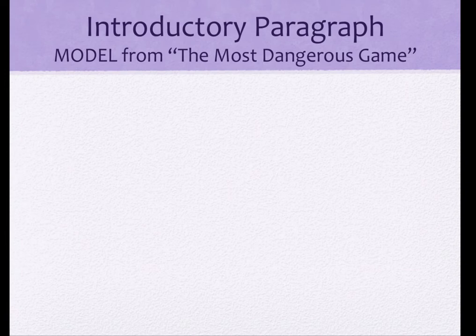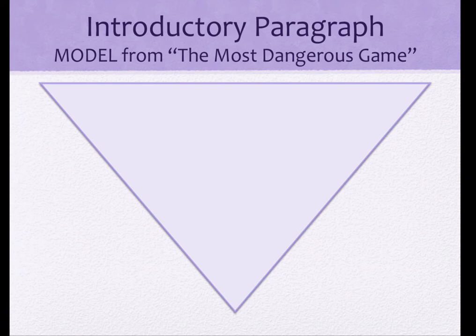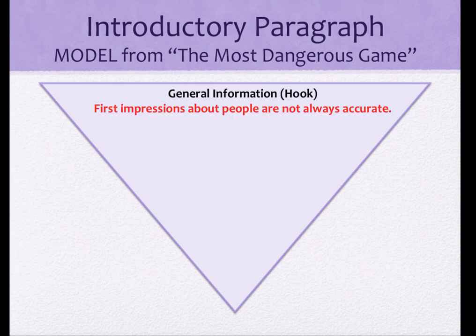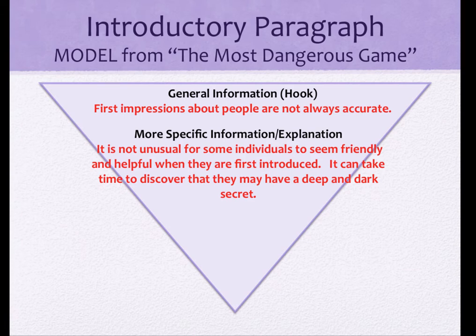Here's a model for The Most Dangerous Game. Here's the funnel. The general information hook sentence I chose is the first impression idea. First impressions about people are not always accurate. Hopefully, my reader is intrigued and interested. Why? Well, why aren't they accurate? More specific information and explanation. It is not unusual for some individuals to seem friendly and helpful when they are first introduced. It can take time to discover that they have a deep and dark secret.